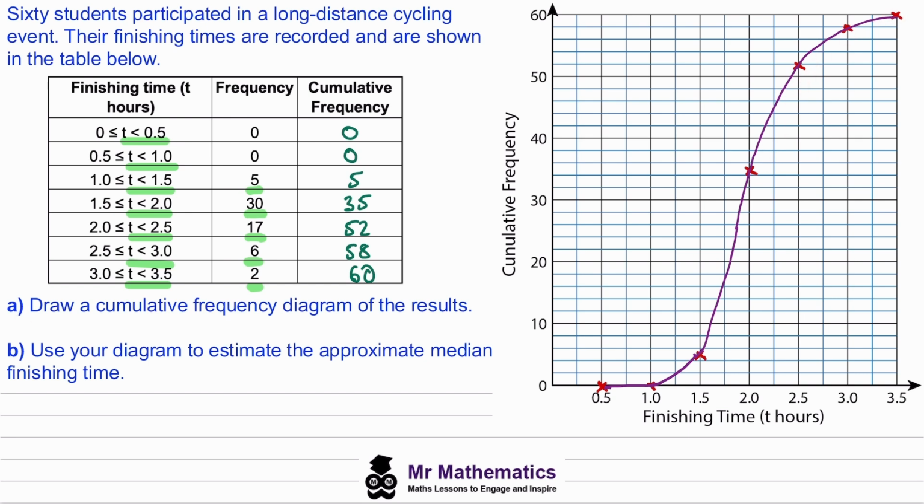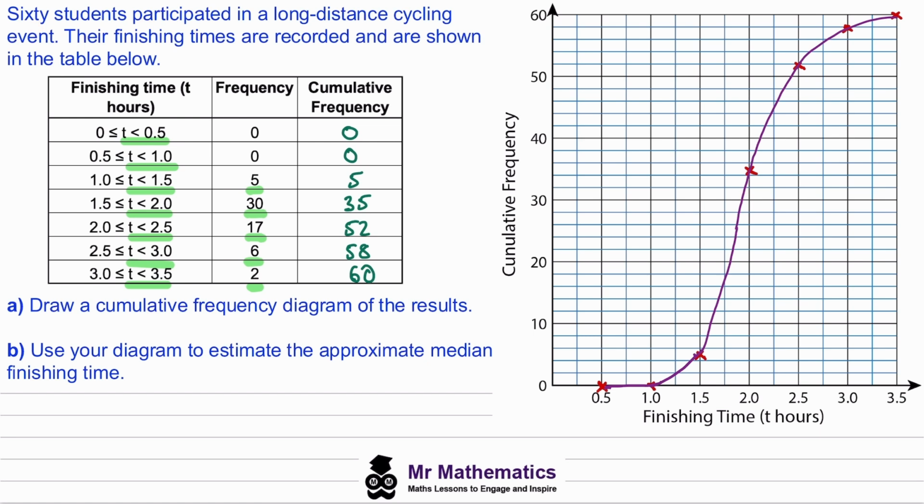So that's part A. For part B, use your diagram to estimate the approximate median finishing time. So the median is the middle value when the data is in order. Our data is in order because the time goes from 0 to 3.5. So if there were 60 students, then the middle person will be the 30th.